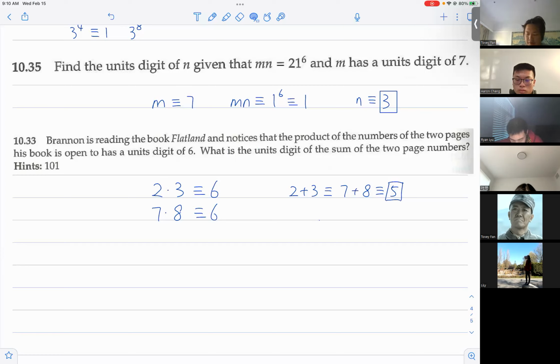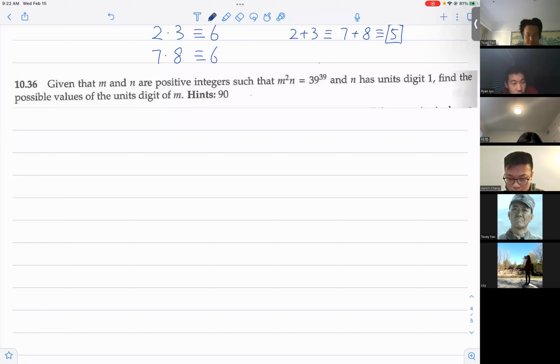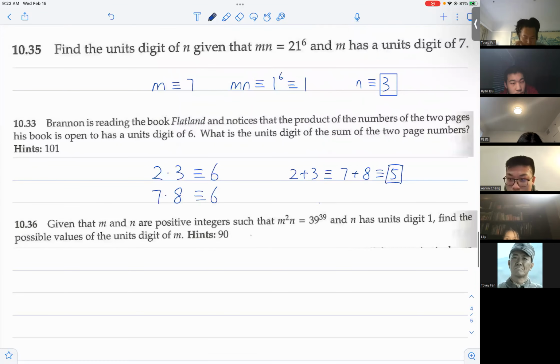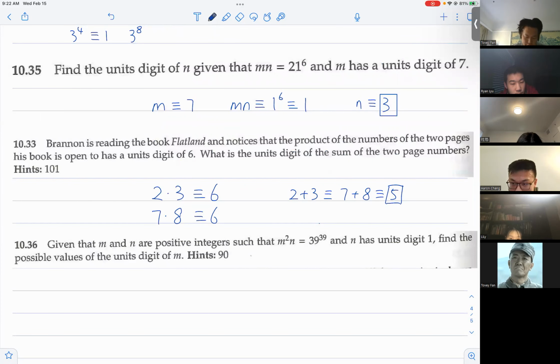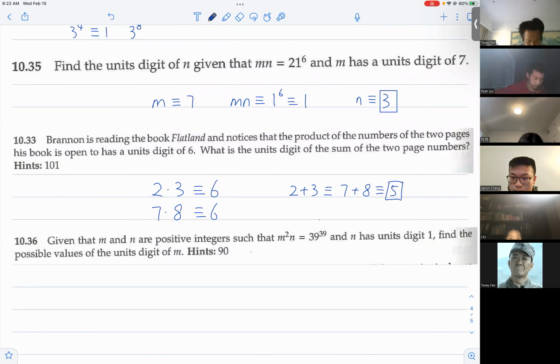Okay, so let's take a break for now. Let's come back to 20, and then we'll keep on our problem solving. It has a similar structure as 10.35, right? M and N are positive integers.